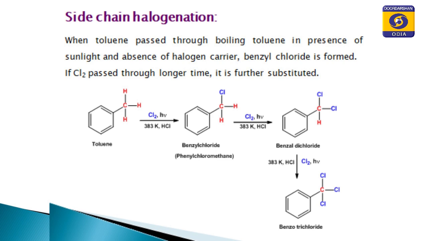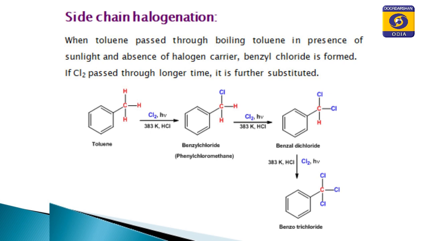Now, let us see how the side chain halogenation of benzene aromatic hydrocarbon is carried out. Let us consider the example of toluene. When toluene is treated with chlorine in presence of sunlight and absence of the halogen carrier, you will obtain benzyl chloride, that is a side chain substituted haloarene.